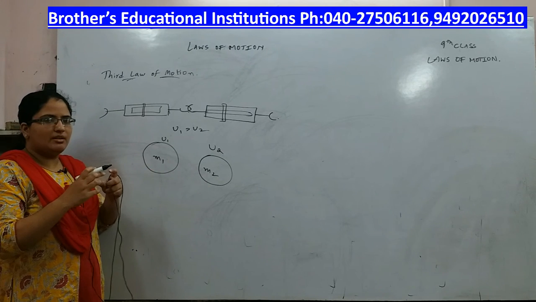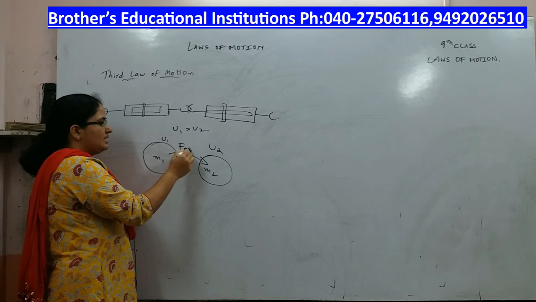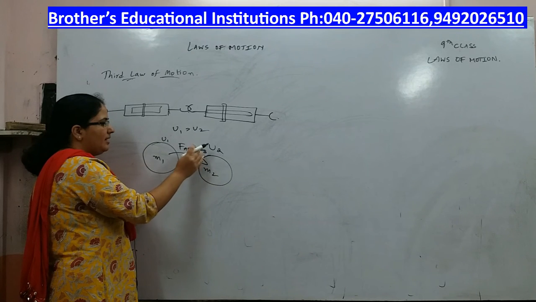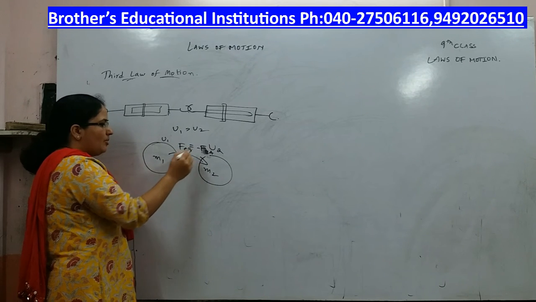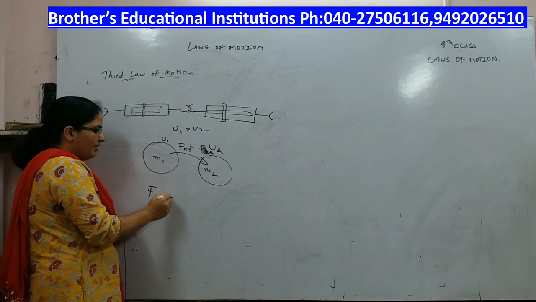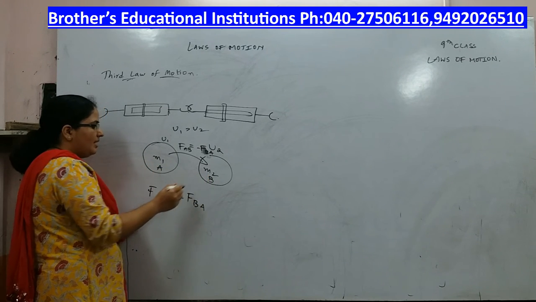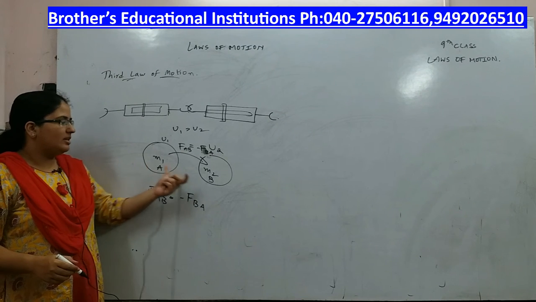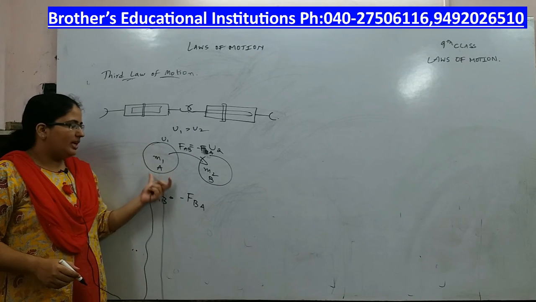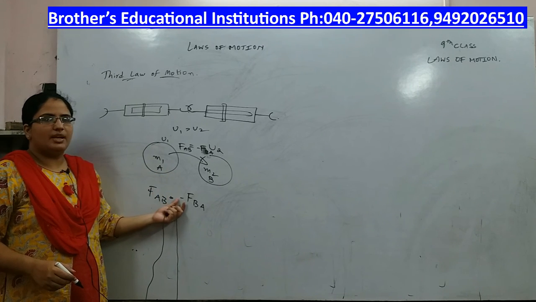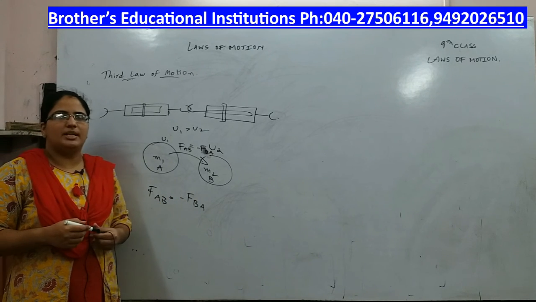When they hit each other, for a certain point of time, whatever force this object applies, the same force the other applies on it, but in the opposite direction, that is FAB will be equal to minus FBA. Let us call this A and this B. FAB is the force applied by the first body on the second body, and FBA is the force applied by the second body on the first body. It will be in the reverse direction, that is why we are keeping the minus sign here. So this shows that every action has an equal and opposite reaction.